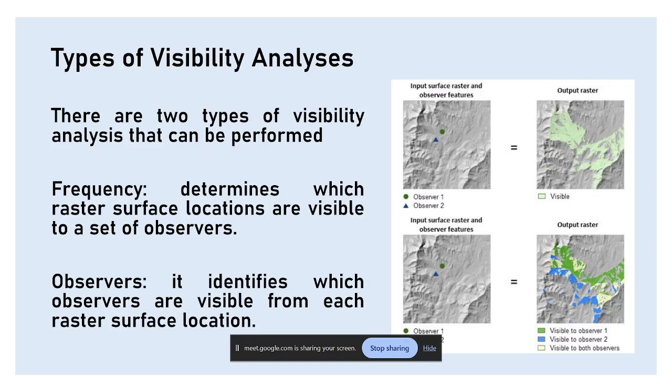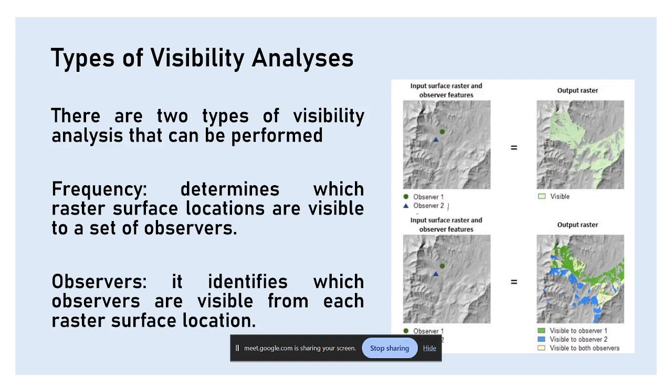So there are different types of visibility analysis, like 2 types that can be performed. The frequency determines which raster surface locations are visible to a set of observers, and the observers identifies which observers are visible from each raster surface location. So here, if you take a look, we have the input surface raster and the observer features. So we have the observer one and the observer two.